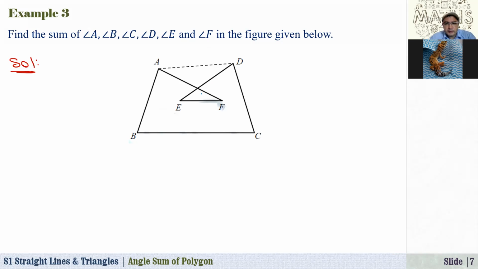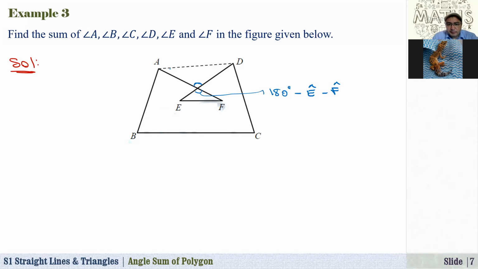Okay, let me do a very simple thing. Here, angle E, angle F. How about this angle? This angle is equal to 180 minus angle E minus angle F. These are vertical opposite angles, so they are equal, right?